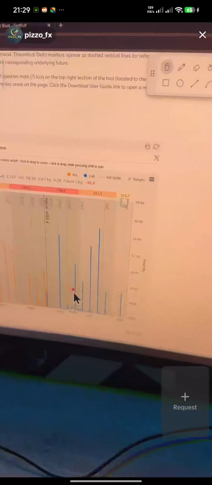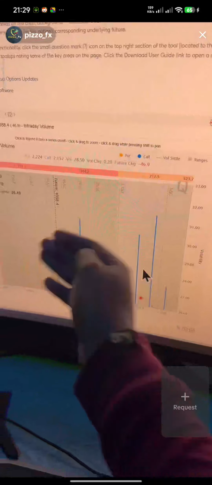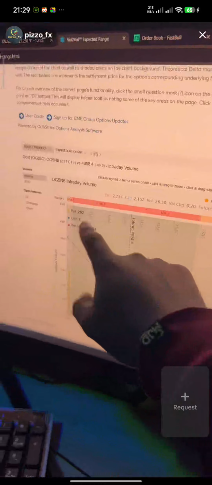Swing traders, this is your thing here. Intraday traders, this is your thing here. You want to know acceptance, this is your level here. But we have said the most important part is this here: the put and call volume. Put 202, call 3. That's the most important part.